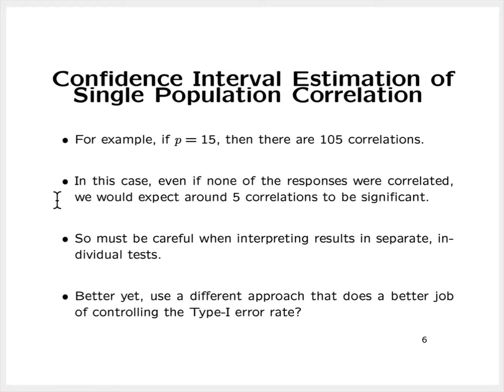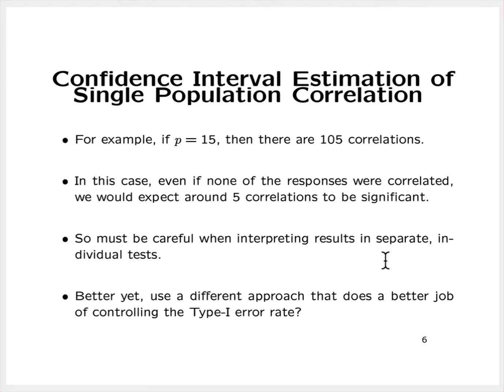Now, if each one of those tests is done at the significance level of 5%, then even if no pair of variables are correlated, you would expect to see about 5 significant correlations, 5 significant tests in that collection of 105 tests. So we've got to be very careful when we interpret the results from an analysis produced by something like PROC CORR, because it's very easy to get led astray if we're not careful.